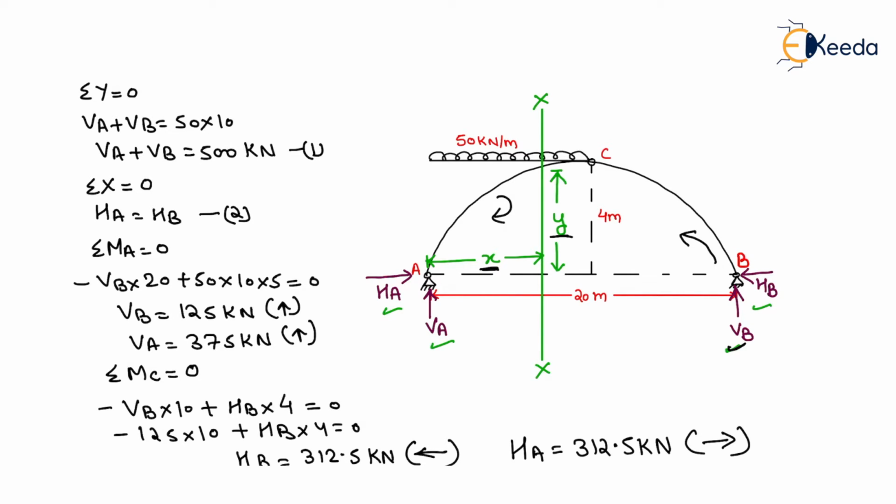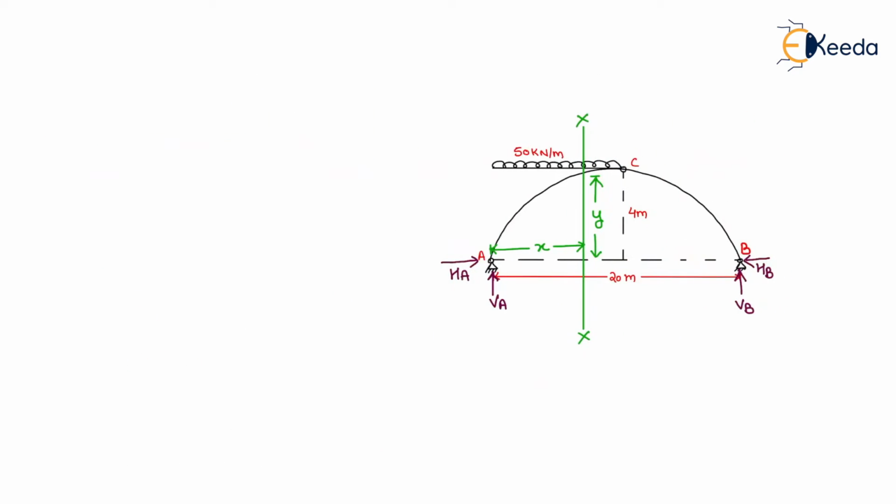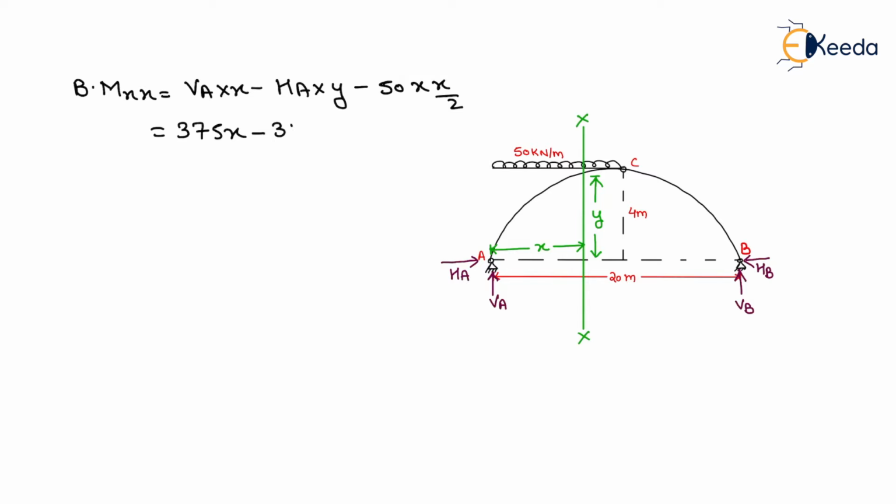So we will write the bending moment equation about this section. The bending moment about x-axis will be equal to VA into x minus HA into y minus 50 into x by 2. Okay, so we put the value of VA as 375x minus 312.5 into y minus 50x square by 2.